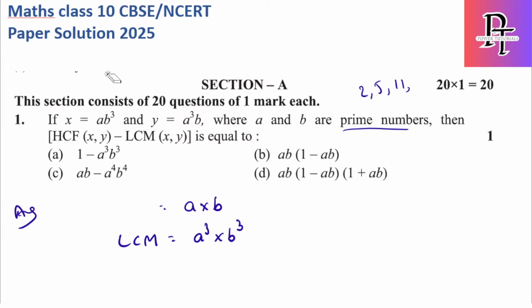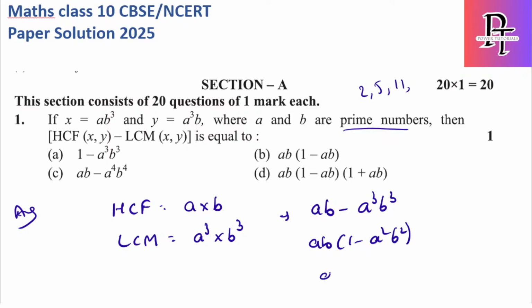Let me write it again. HCF is AB and LCM is A cube B cube. They are asking HCF minus LCM, so it is AB minus A cube B cube. If I take AB as common, I get 1 minus A square B square. I can rewrite this as AB times (1 minus AB)(1 plus AB). So we understood how to solve this. It is very easy, and this is from the first chapter, real numbers.